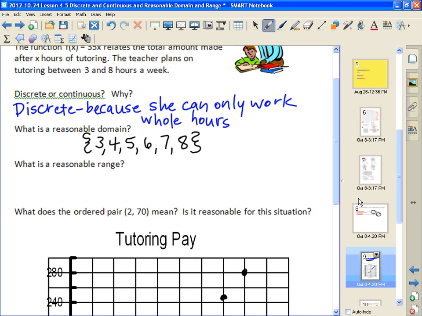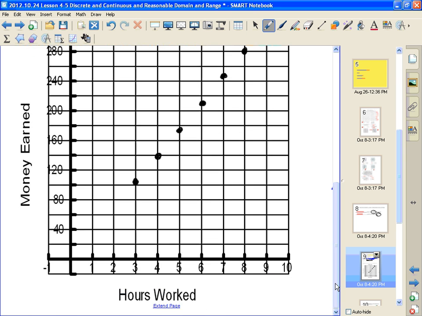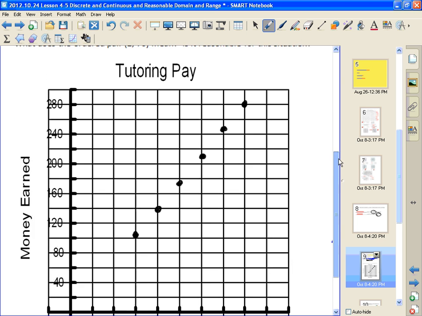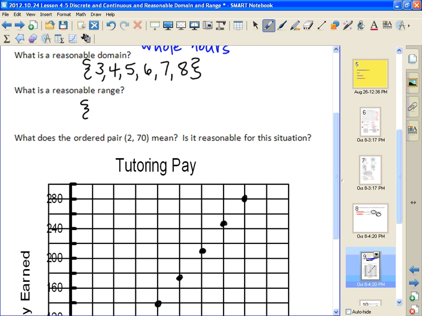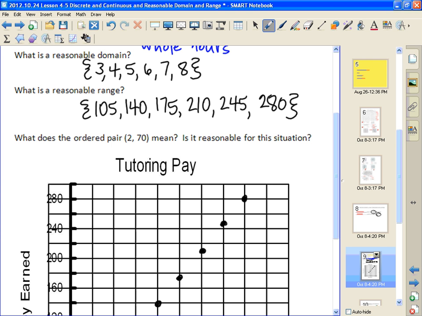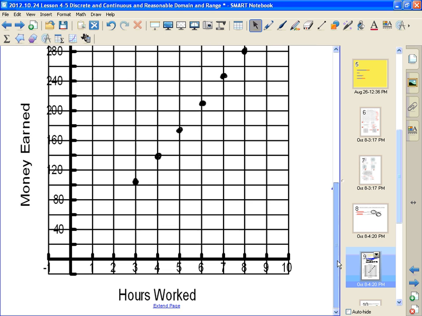And then with the range, I'm going to list y values. So I'm going to look at the numbers going up this way. So the first one we had there was 105. And then it was 140. And then 175. And then 210. And then 245. And then 280. So those would be the range values. So if it's only specific points, you're just going to make a list of those specific points when it asks you to list the domain and the range.